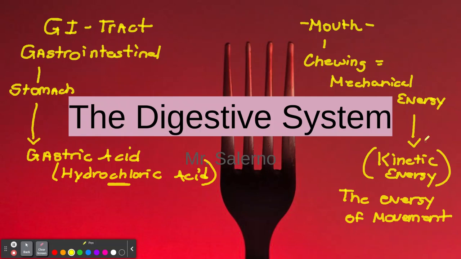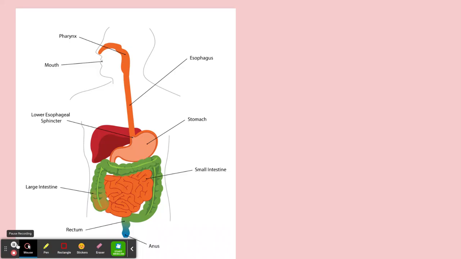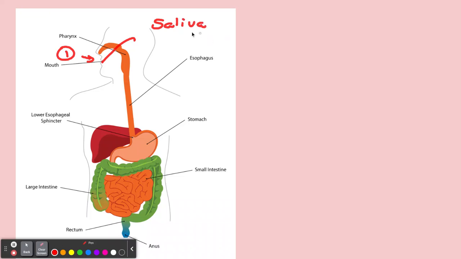All right, let's get a clean page, because also part of this is saliva. We have to talk about saliva. And here are the organs. Here's the map of the digestive system. Why don't we use red? So we know step one starts in the mouth. And we know in the mouth we have saliva. Your glands that have that saliva, salivary glands.